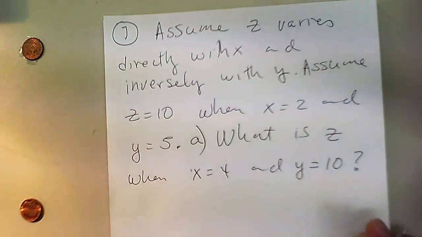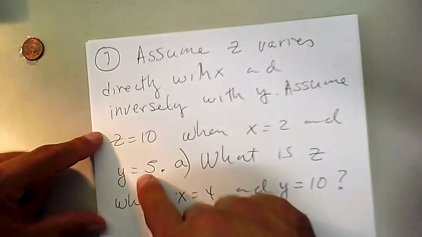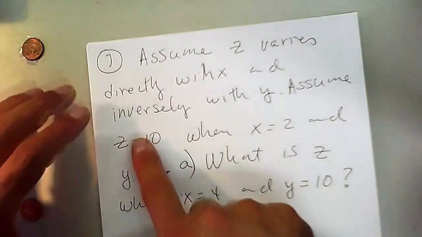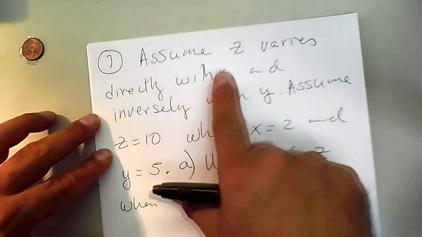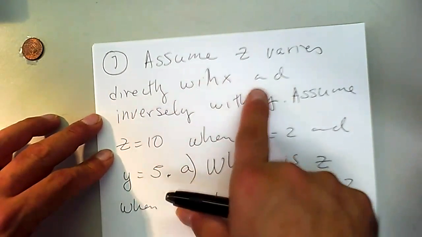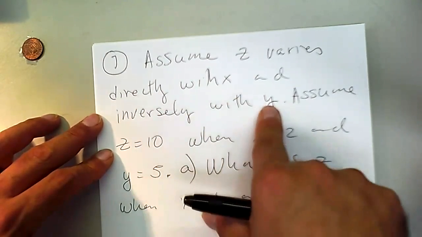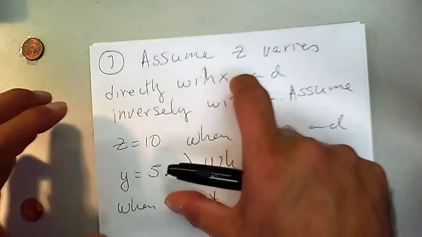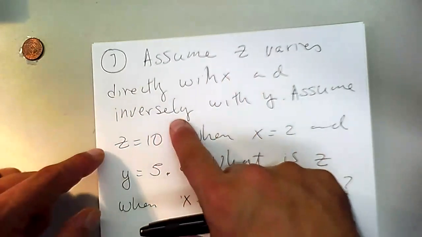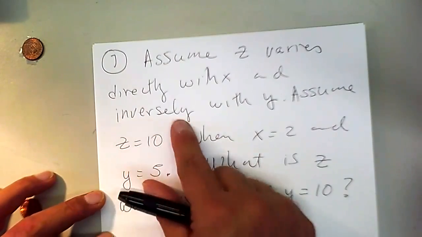Okay, this problem has a lot of parts to it initially. It may feel like it has a lot of parts, but just stay with it. Z varies directly with x and inversely with y. So keep that in mind. Directly with x, inversely, not indirectly, inversely with y.